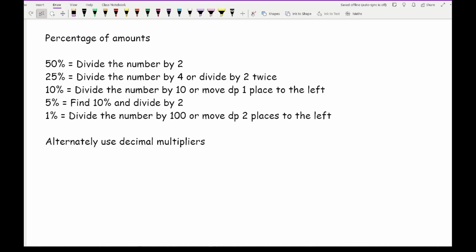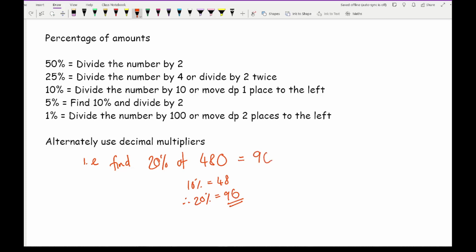Alternatively, if it's on a calculator paper, you can use decimal multipliers. An example of this could be to find 20% of 480. Let's change it to 480 so we're not working in decimals. Then 10% is going to equal 48. So therefore 20% is going to be double that, which gives me 96. So here 20% of 480 equals 96.